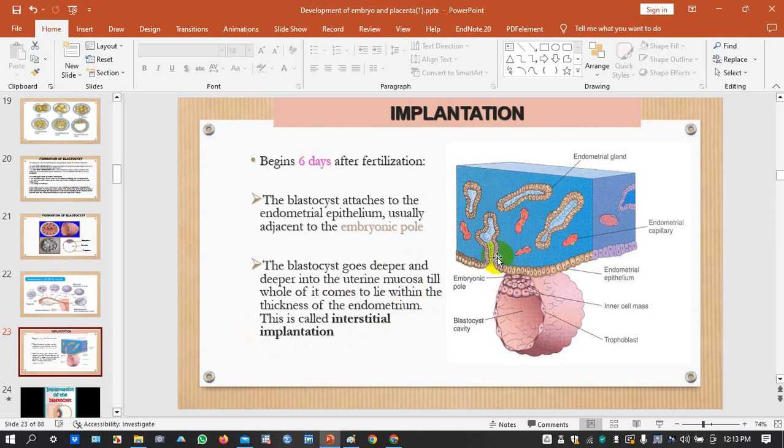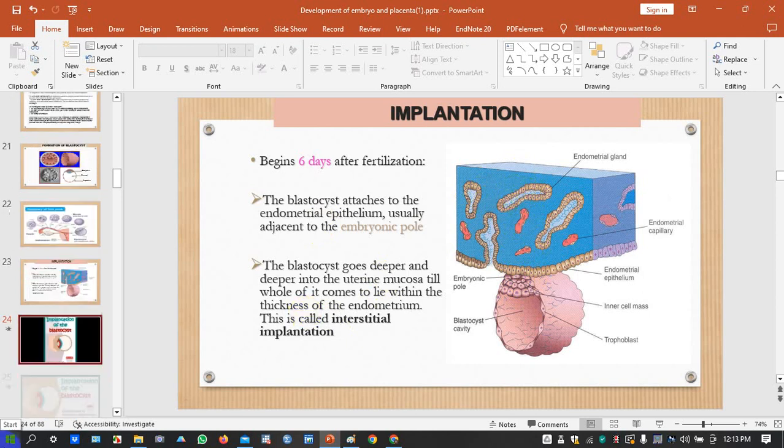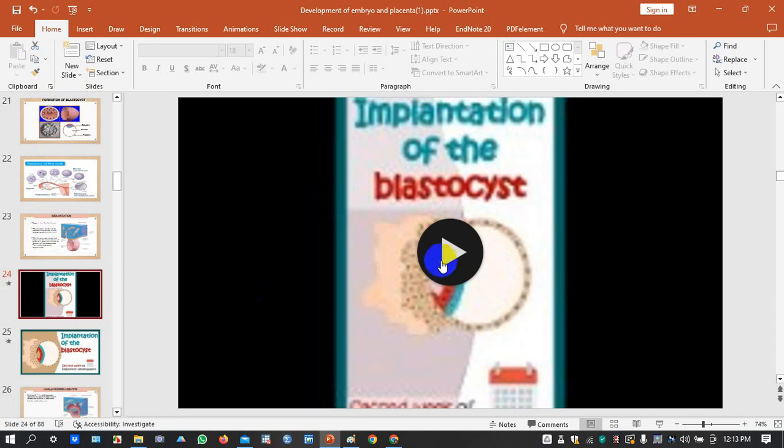So implantation is what I explained in the previous video. It buries itself in. So now it has attached. It will now enter the endometrium and bury itself inside, and it will be nourished by these blood vessels and these glands. So let's see a video on this.